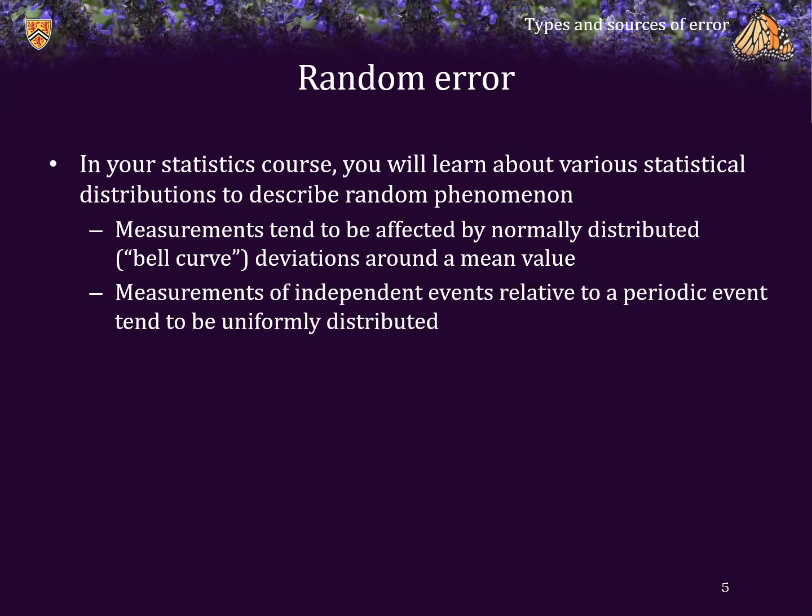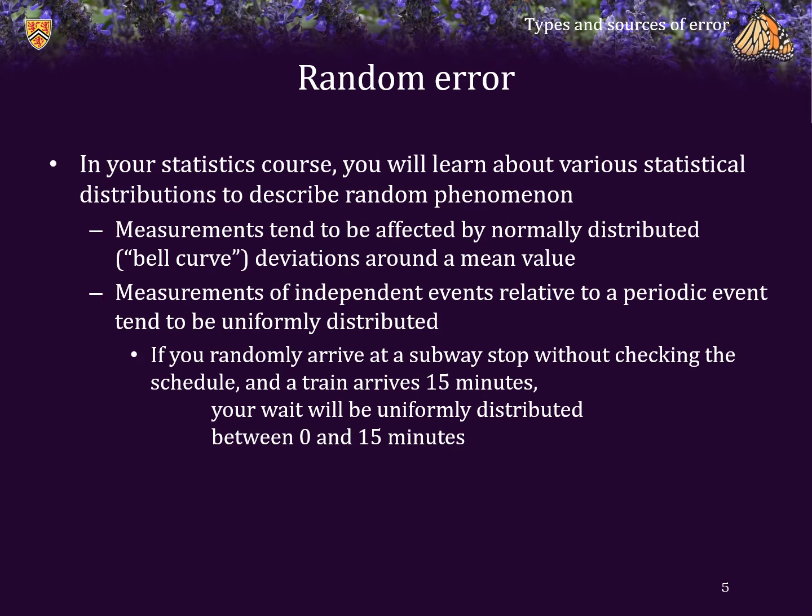However, measurements that are being taken independently relative to a periodic event may actually tend to be uniformly distributed as well. So, for example, if you randomly arrive at a subway stop without checking the schedule or your watch, and the train arrives every 15 minutes, your wait will be uniformly distributed between 0 and 15 minutes.